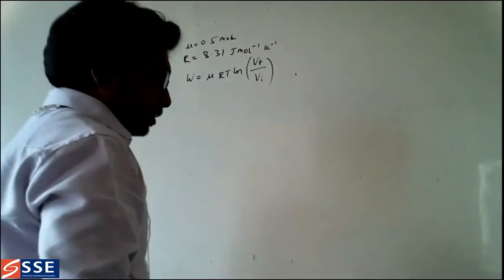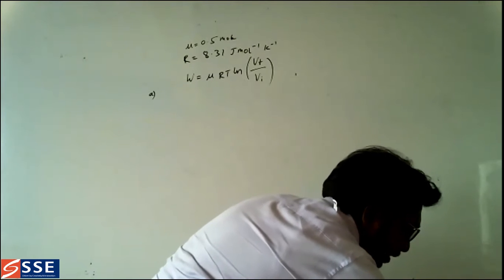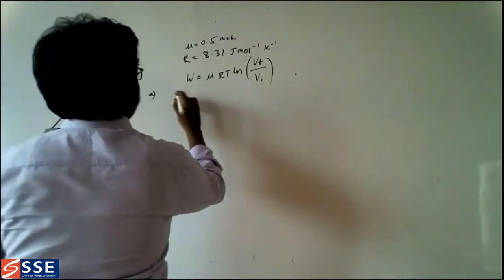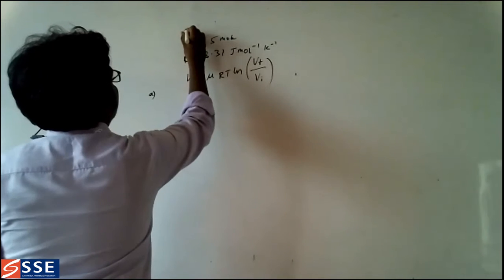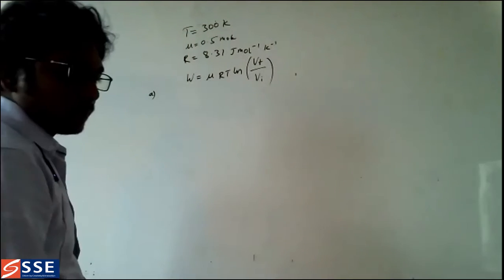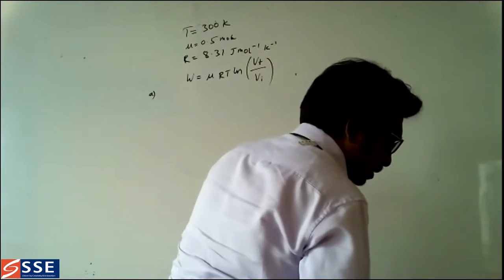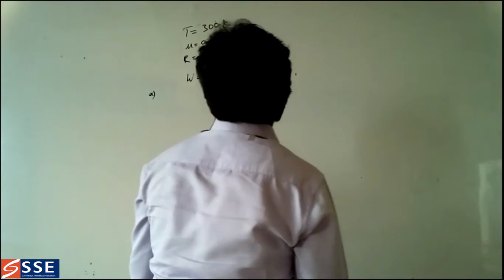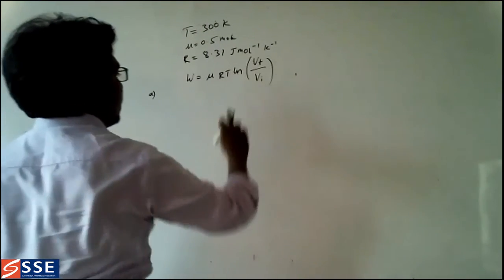So temperature, one more data is temperature. Temperature is 300 Kelvin. So T is 300 Kelvin. Okay, right? That one is over. Next, what data do we want? Mu is over, R is over, T is over. So what is Vf by Vi?